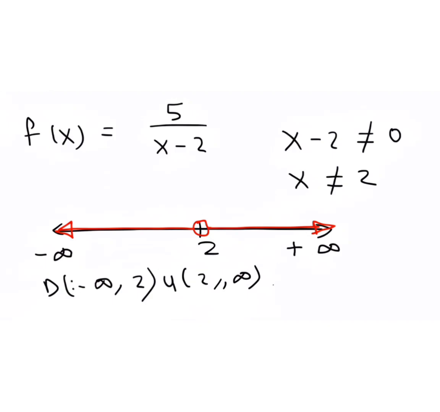Now if you check for 1, you have 5 divided by 1 minus 2, that's 5 over minus 1. When you check for 2, you have 5 over 2 minus 2. 2 minus 2 is 0, so you have 5 over 0. 5 over 0 is infinity. Do you get it now? So it simply means that the function does not exist when x is equal to 2.